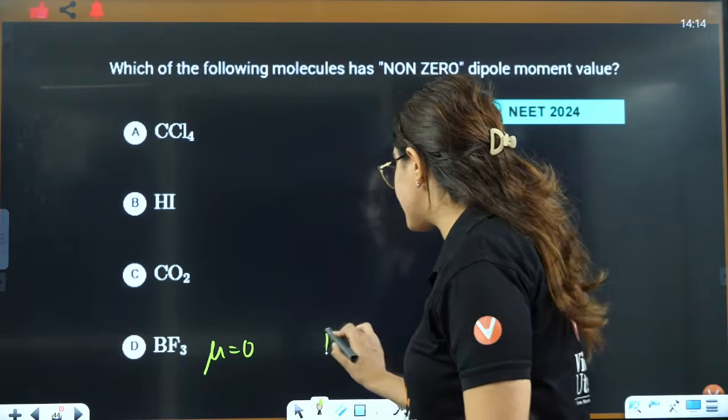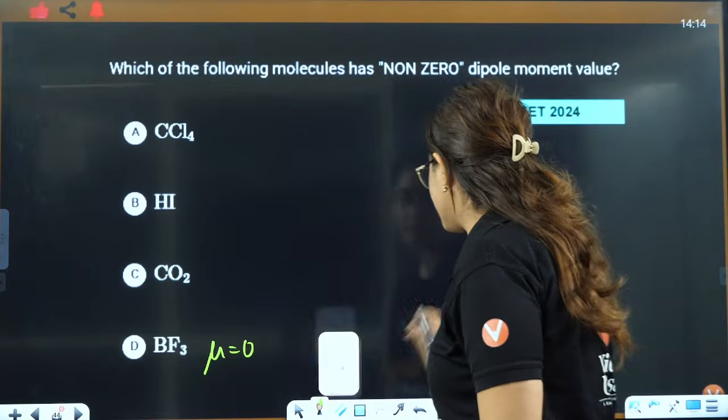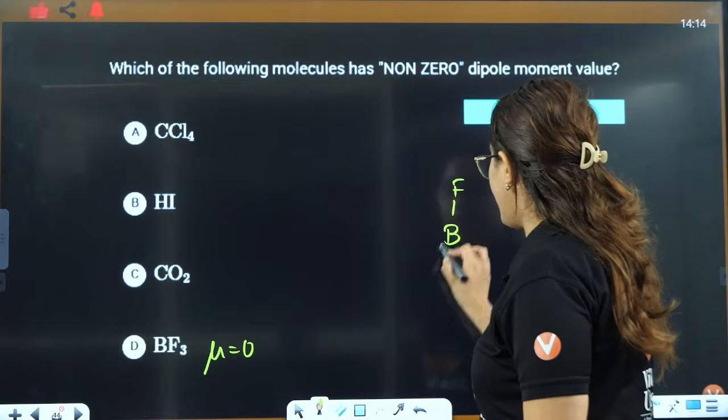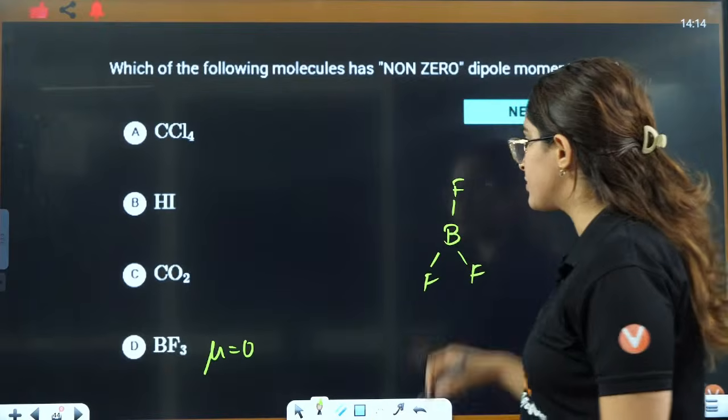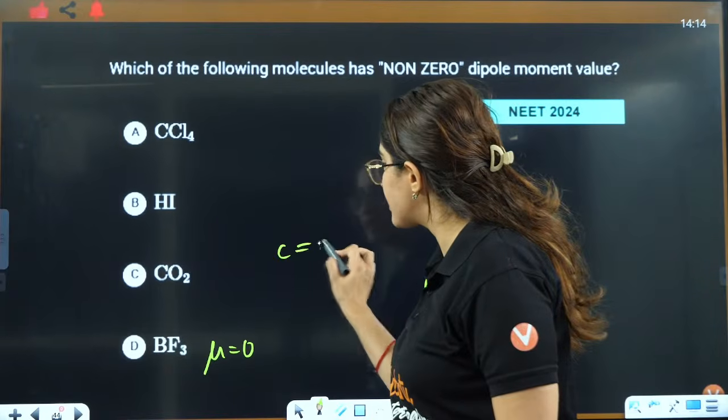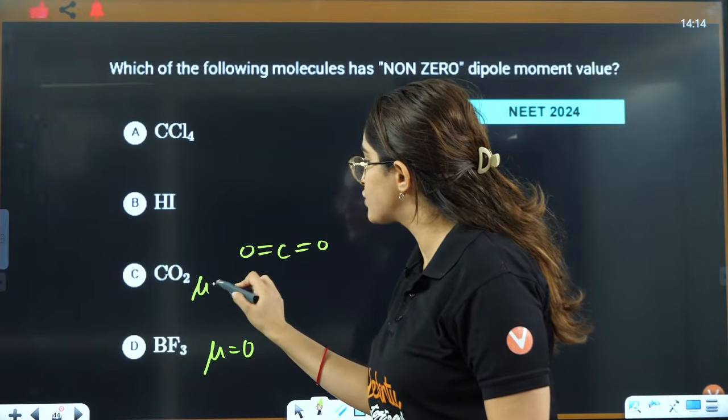We have discussed this. This is BF3. It looks like this, with three B-F bonds, so the dipole moment is obviously 0. CO2 is a linear structure. This is also equal to 0.